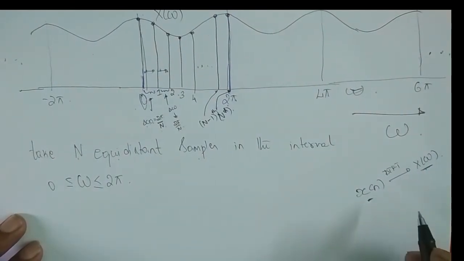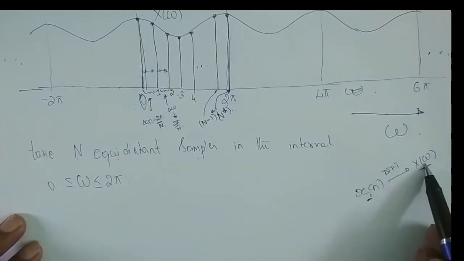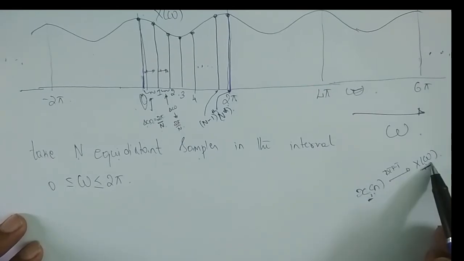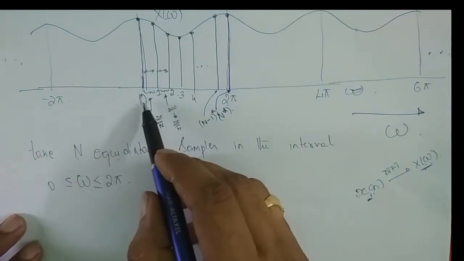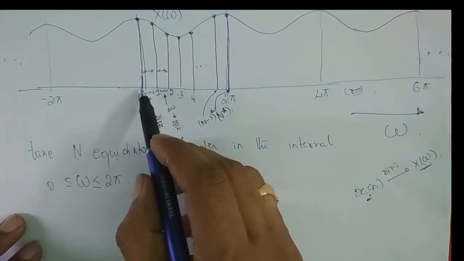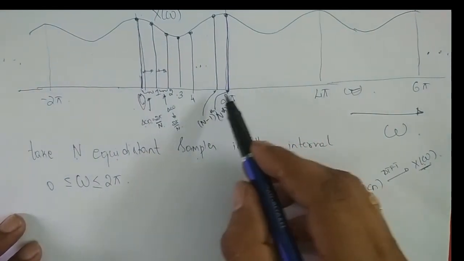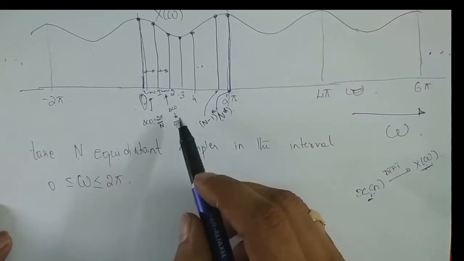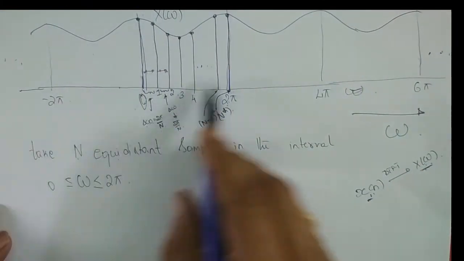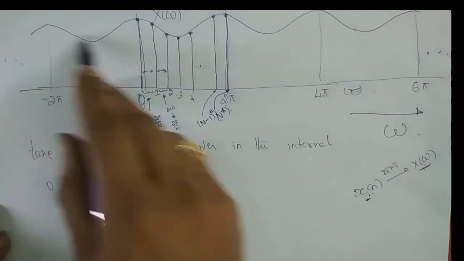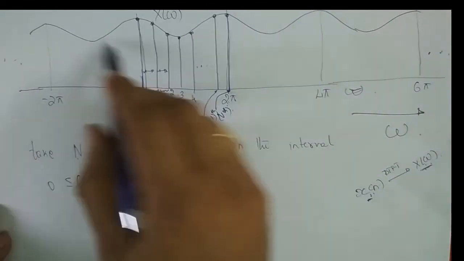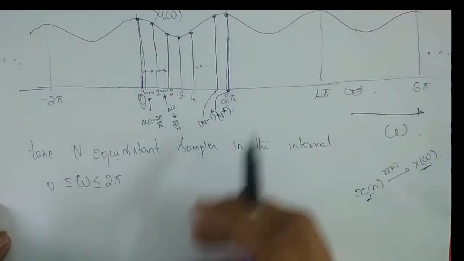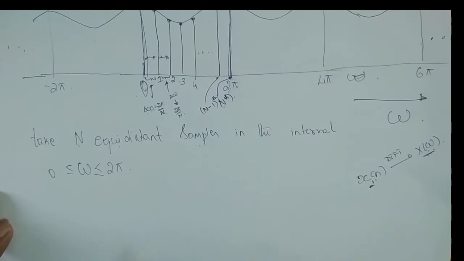Fine. So what did I do? I converted x of n to x of omega, from time domain to frequency domain, and have taken the period interval 0 to 2 pi, and I have sampled it with n equidistant samples. Fine. So what I did here is graphical, with respect to the waveform, but how do I put it in an equation? So we shall see that.